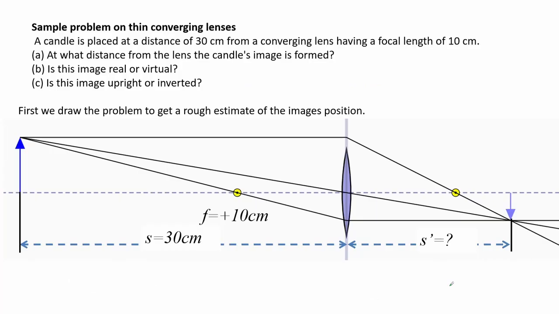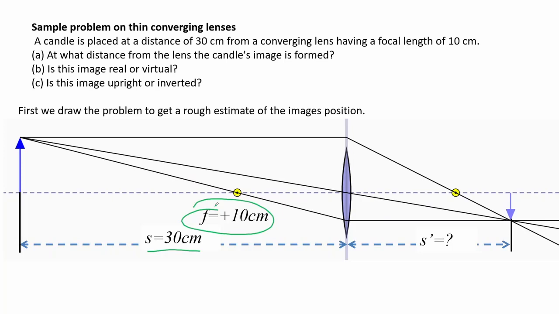Sample problem on thin converging lenses. A candle is placed at a distance of 30 cm from a converging lens having a focal length of 10 cm. For letter A, at what distance from the lens is the candle's image formed? For letter B, is this image real or virtual? And for letter C, is this image upright or inverted?